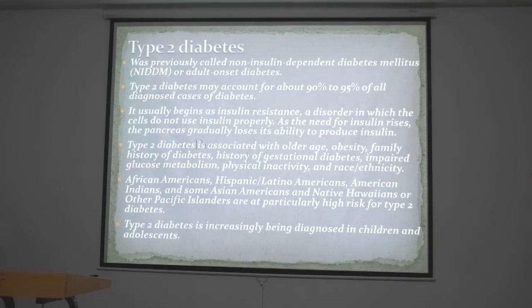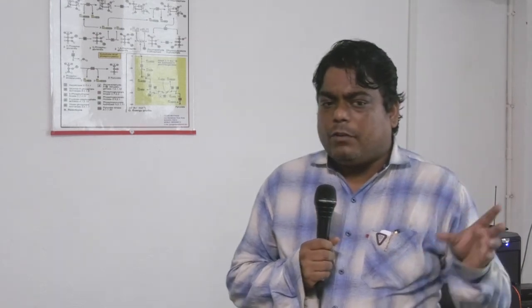Okay? Now type 2 diabetes, that is NIDDM, which accounts for 90 to 95% of diagnosed cases of diabetes. It begins as insulin resistance. What is the meaning of insulin resistance? The receptor is not potent for action. So even with insulin, the glucose level stays high, while normally insulin plays a role in the entry of glucose inside the cell. GLUT 1 to 3 is dependent on insulin.